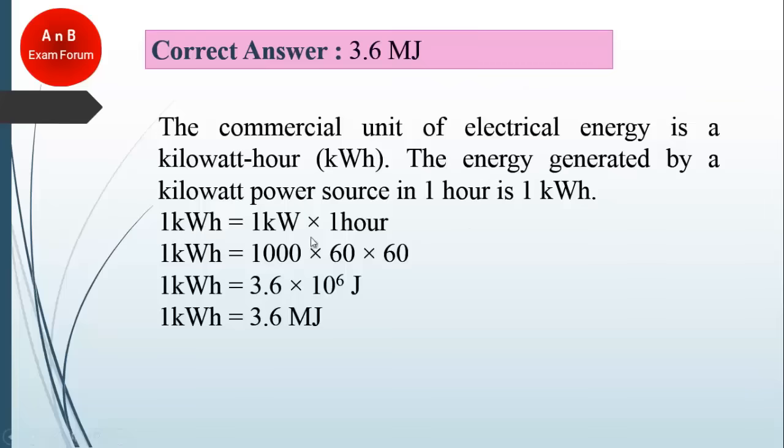Per hour means 1 hour. So 1 kilowatt multiplied by 1 hour, and kilo means 1000, so this becomes 1000 watt. And 60 into 60, you have converted into seconds, right? So this total unit, watt second, becomes joule. So 3.6 into 1 2 3 4 5, and you put one dot here, so 10 power 6, and 10 power 6 is nothing but your mega. So the correct option is 3.6 megajoule. Okay, understood? Yes.